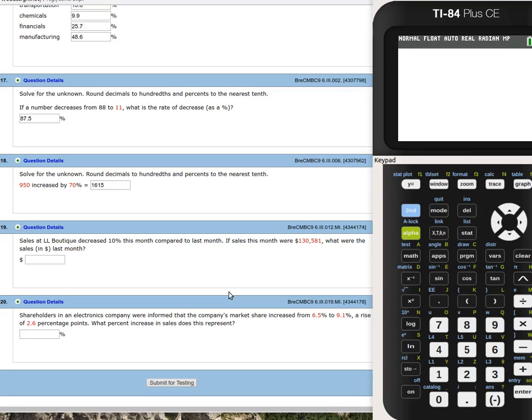Now for number 19, it says that sales at LL Boutique decreased 10% this month compared to last month. So basically what we're imagining is that last month's sales, if you decrease them by 10%, you will get this month's sales. And now it's getting ready to tell us this month, the sales were 130,581. We want to find out last month's sales.